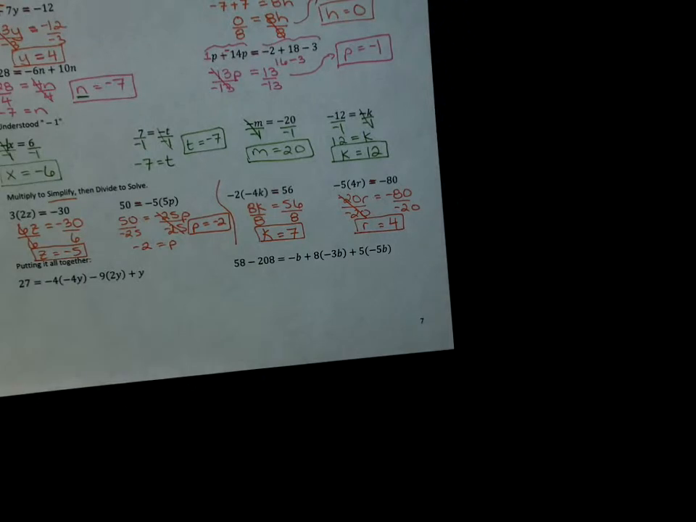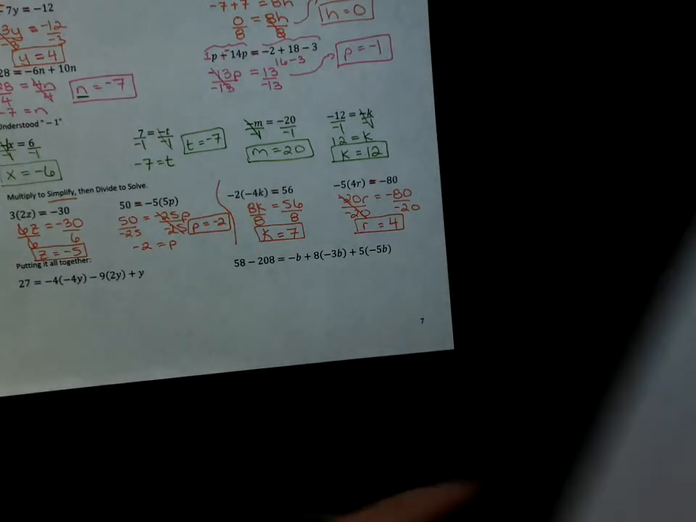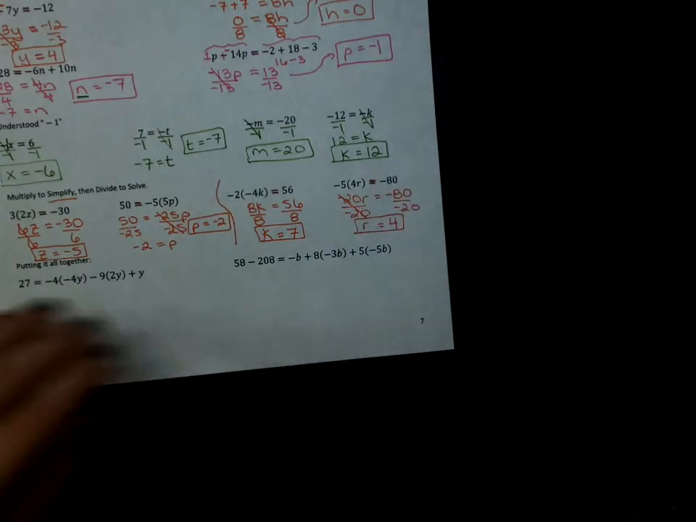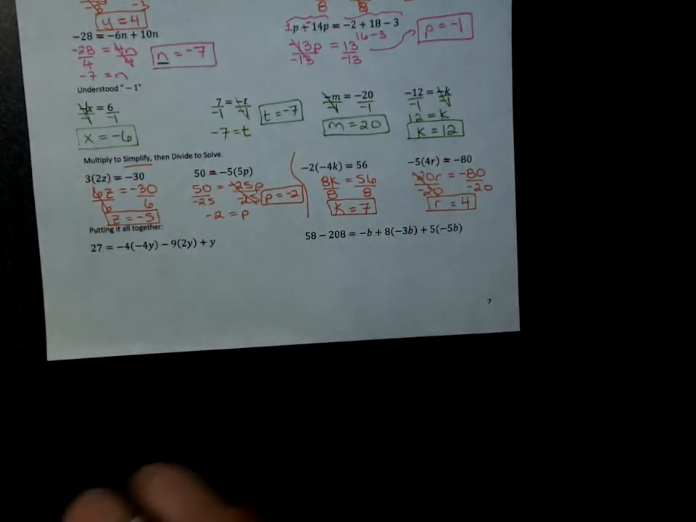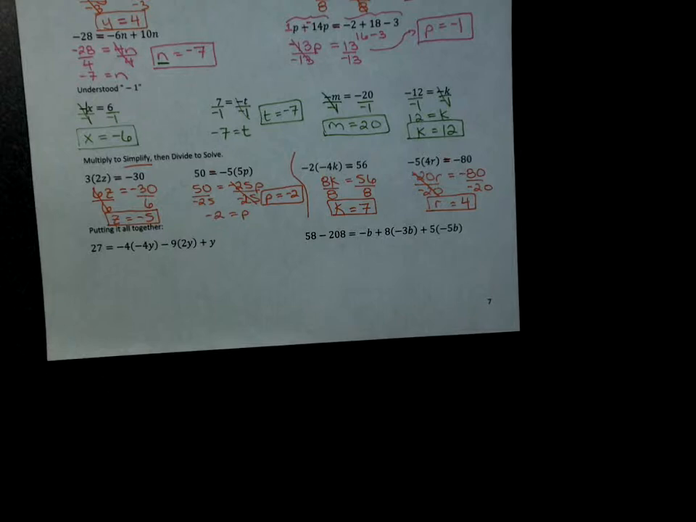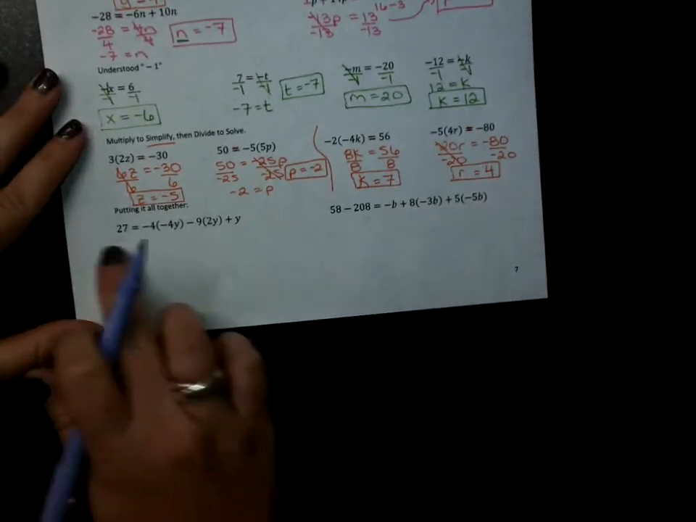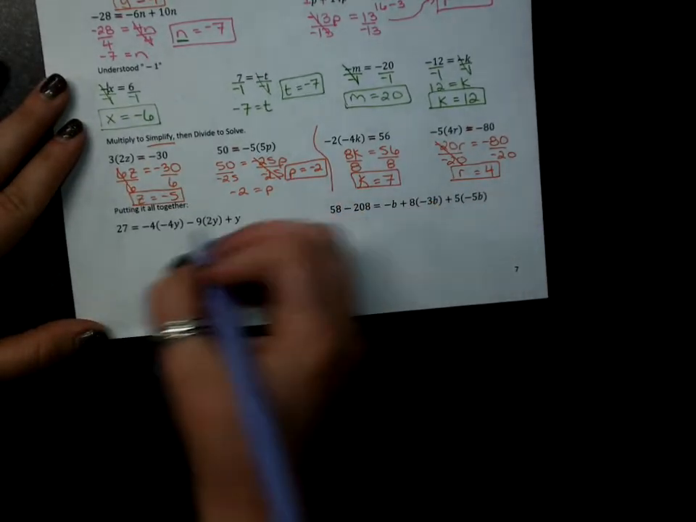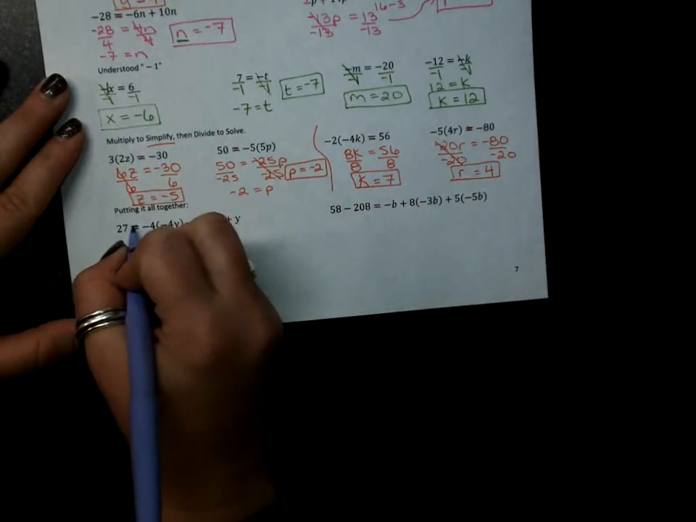Alright, so I have a couple that look pretty crazy. We're putting all the steps we've learned together. So we'll go through these nice and slow. Putting it all together. So the first thing you want to do when you see a big crazy problem like these two is to find the equal sign.